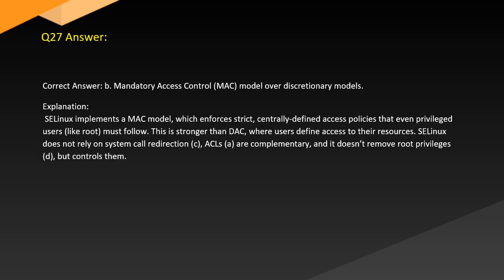Correct answer: B. Mandatory access control, MAC, model over discretionary models. Explanation: SELinux implements a MAC model which enforces strict, centrally defined access policies that even privileged users like root must follow. This is stronger than DAC, where users define access to their resources. SELinux does not rely on system call redirection. C. ACLs are complementary, and it doesn't remove root privileges. D. Control them.